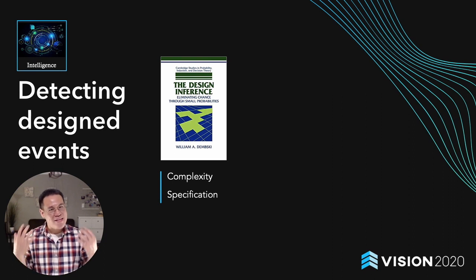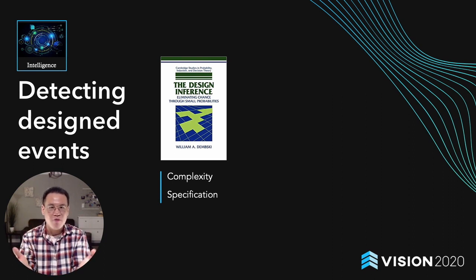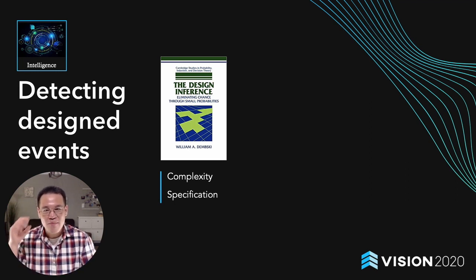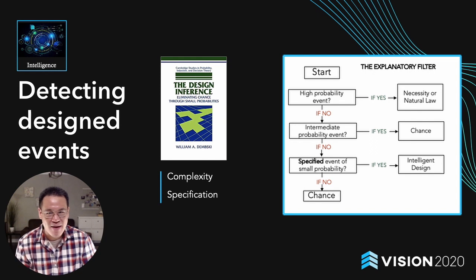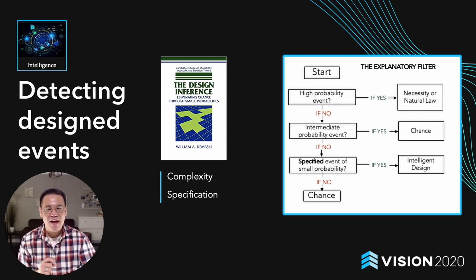In fact, what we do instinctively is put on some sort of explanatory filter to the events that are before us, to determine is it by necessity, by chance, or design. Dembski presents it in this schematic, which he titles the explanatory filter. He suggests that we commonly attribute high probability events to natural laws or necessity. Events of intermediate or low probability we ascribe to chance. And we attribute specified events of small probability to intelligent design.